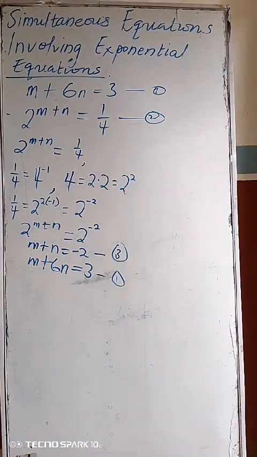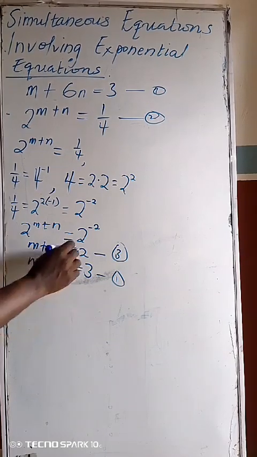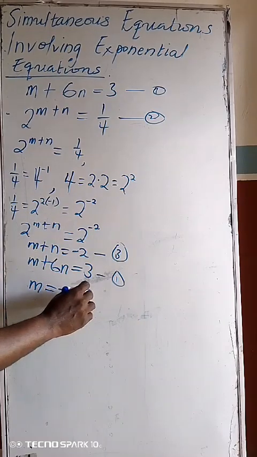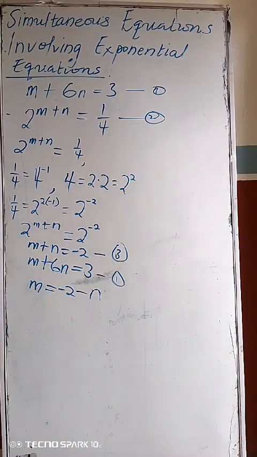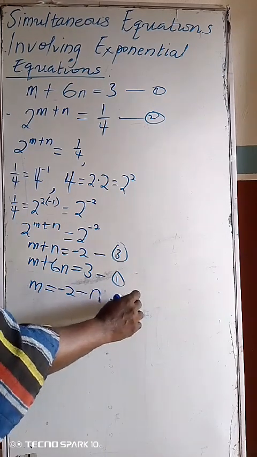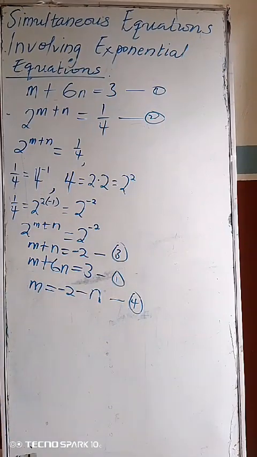With this, we can use either of the two methods to solve, but let's use the substitution method, where I make m the subject of the equation from equation 3. So m is equal to negative 2 minus n, as equation 4.